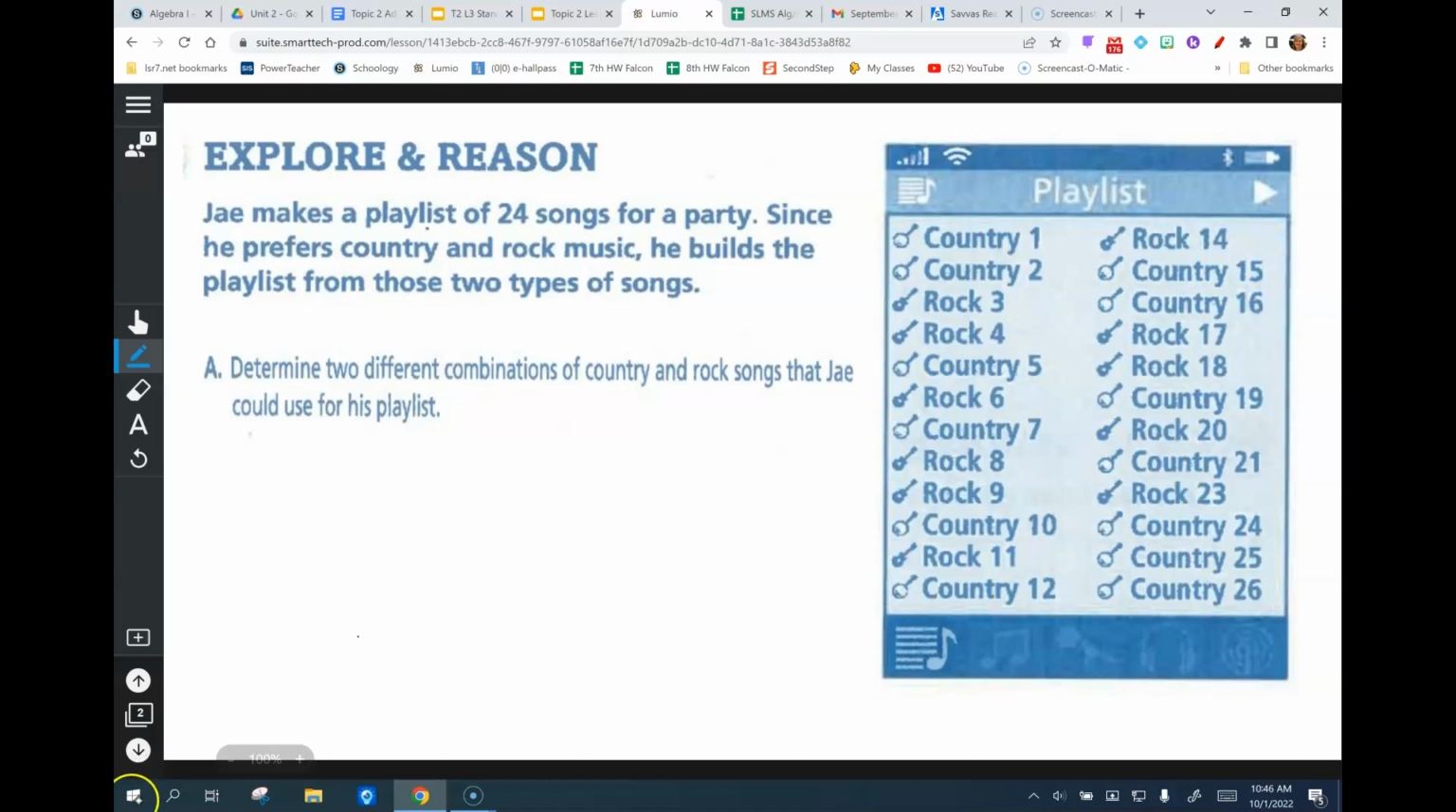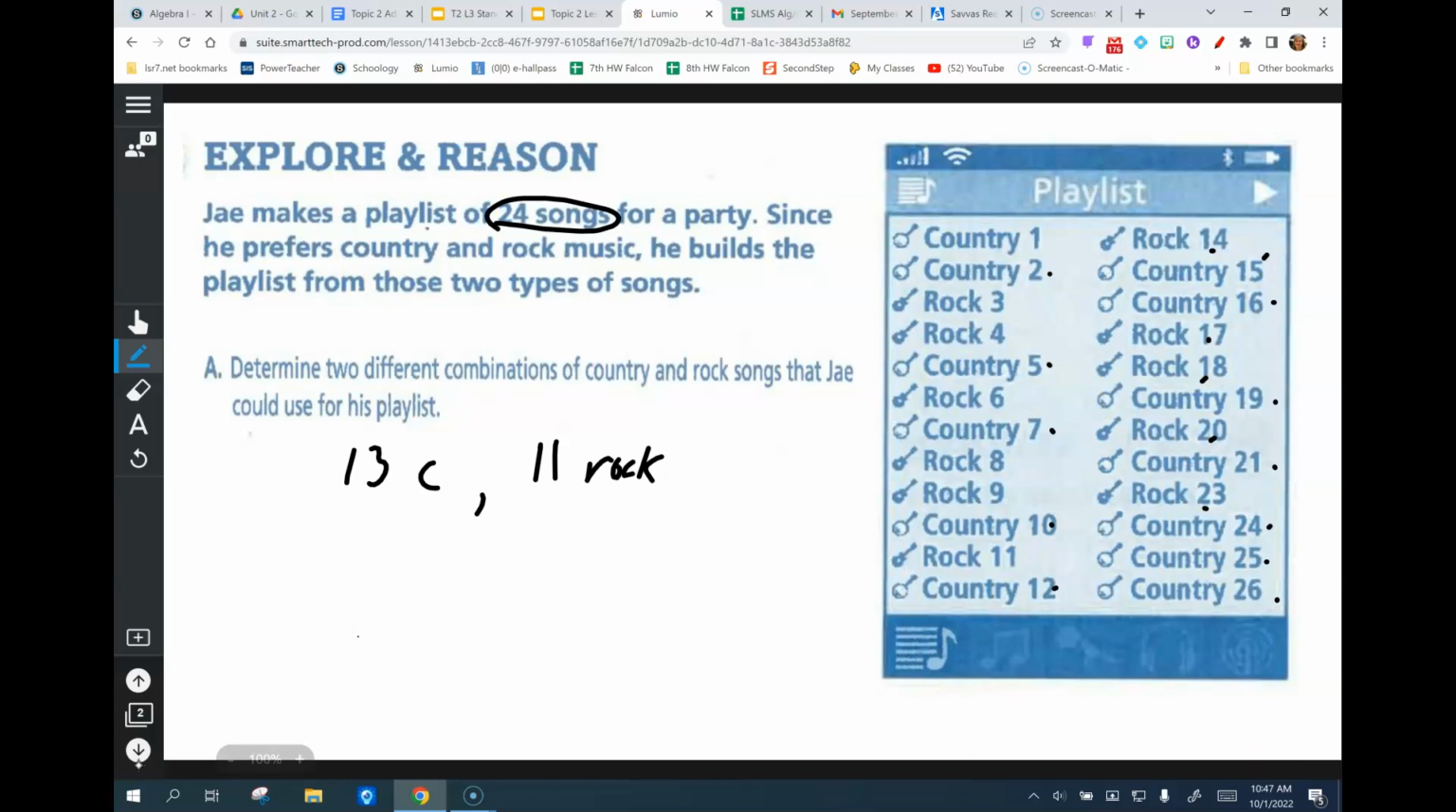And his playlist consists of 1, 2, 3, 4, 5, 6, 7, 8, 9, 10, 11, 12, 13. So we have 13 country songs. And he has, of course, 1, 2, 3, 4, 5, 6, 7, 8, 9, 10, 11 rock songs. And that makes sense because it's 24 songs. So that's what he chose for his playlist. But there's lots of different ways we could do it.